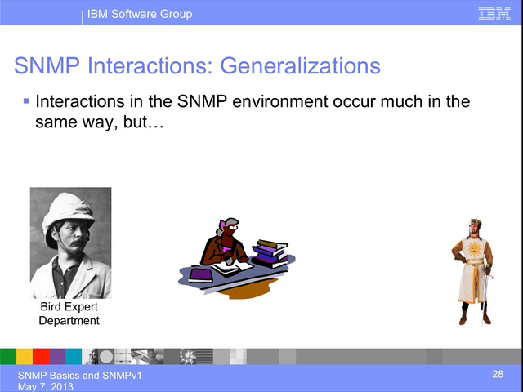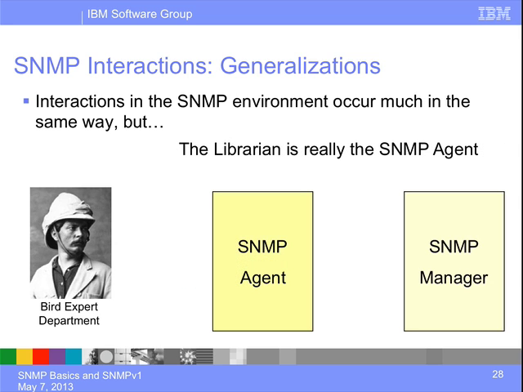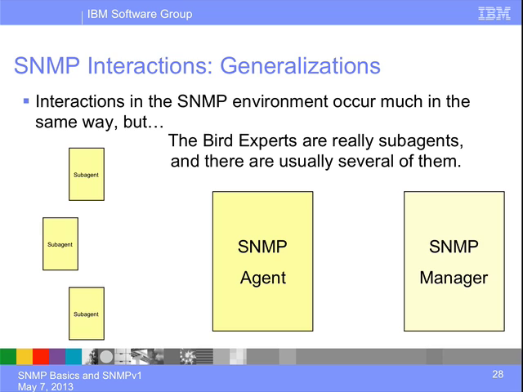Now let's translate this into the SNMP environment. The SNMP manager is really like the library patron. The SNMP agent is like the librarian, and the bird experts are actually subagents, and there's usually multiple of them.